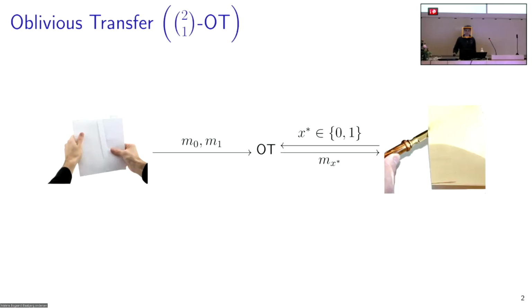In a one-of-two oblivious transfer, the sender picks messages M0 and M1. The receiver picks which message, M_x*, that it wants to learn. The receiver must not learn anything about the other message, and the sender must learn nothing at all.